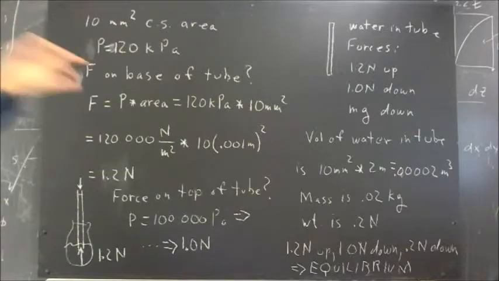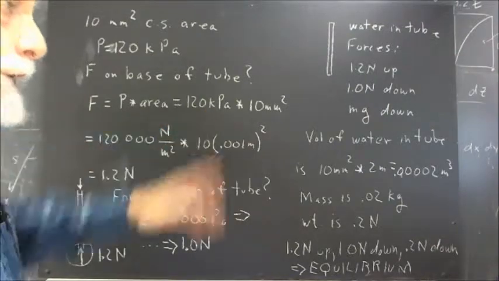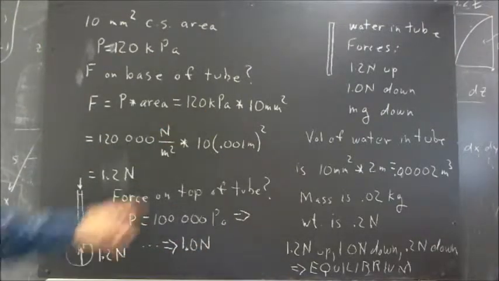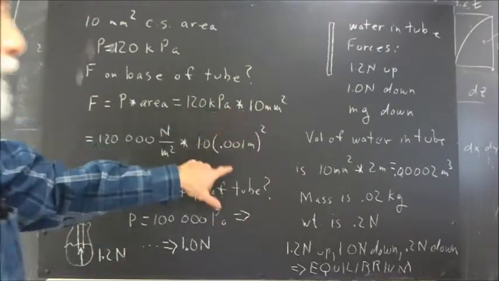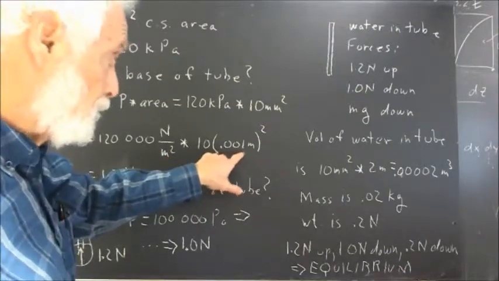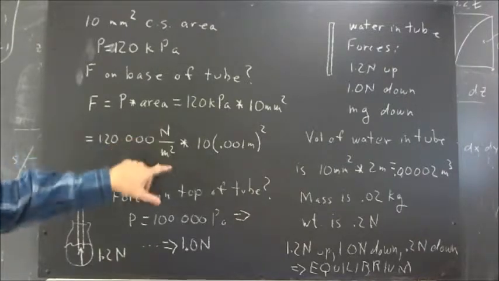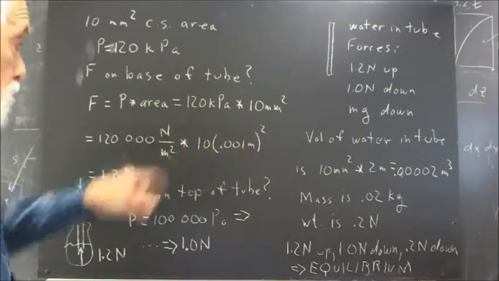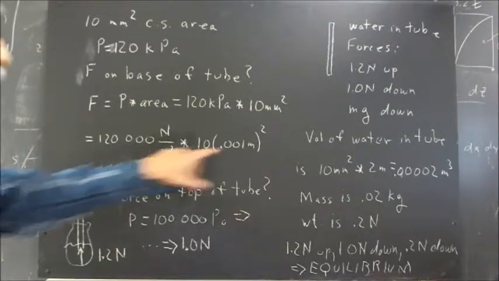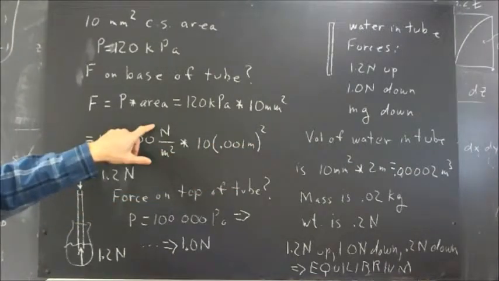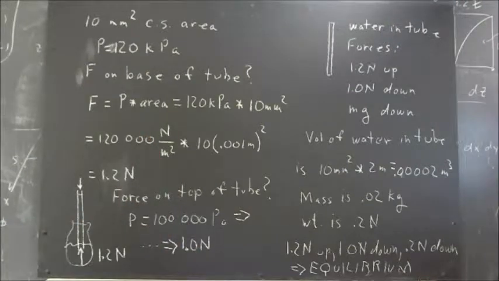Okay, what's the force on the base of the tube? Well, the force on the base of the tube from the pressure is the pressure times the area: the 120 kilopascal, because that's what you have inside the bottle at the base of the tube, multiplied by the area 10 square millimeters. 10 square millimeters is 10 times 0.001 meters, quantity squared. 120 kilopascals, 120,000 newtons per square meter. So now we have meters squared, and we work out the numbers, and we get 1.2 newtons, because the meter squared here will be divided by the meter squared here, leaving us newtons. So we have 1.2 newtons of force acting upward on that water column.